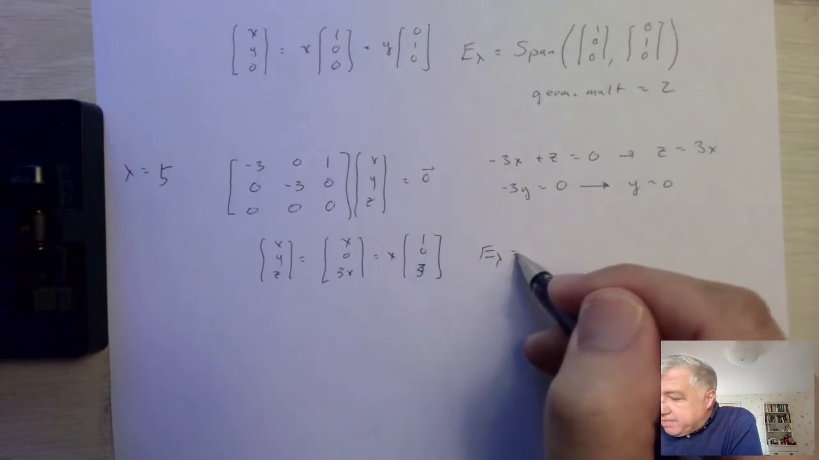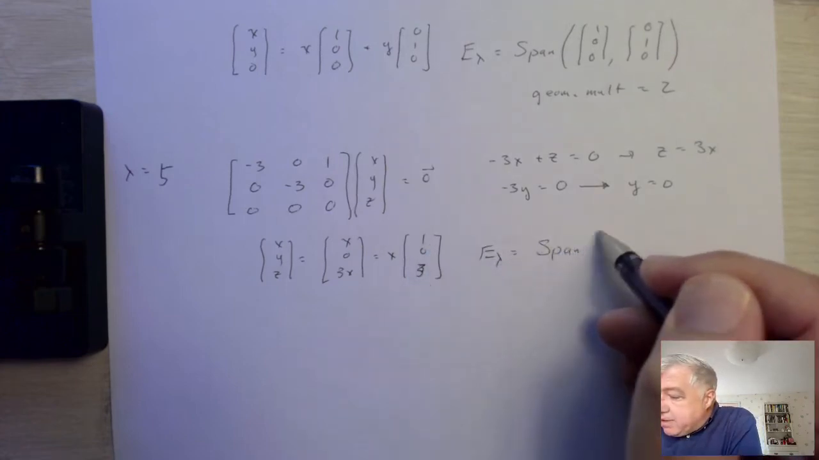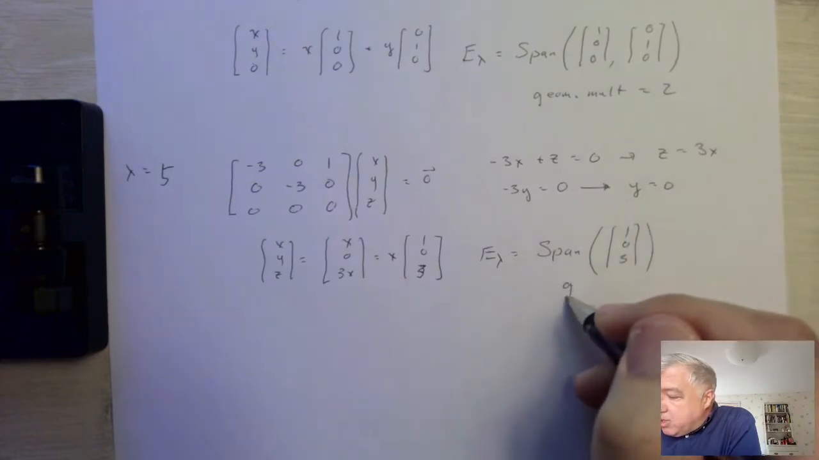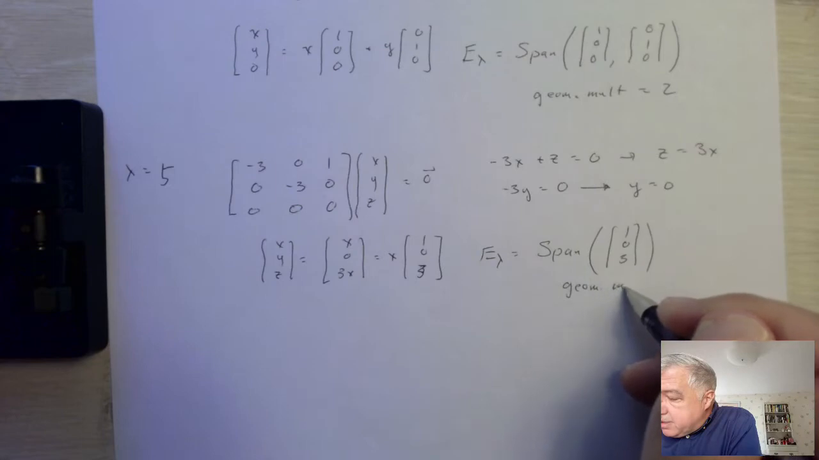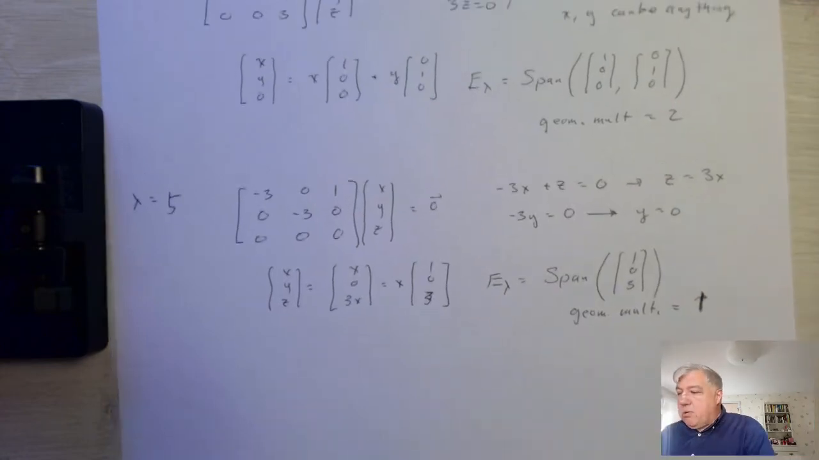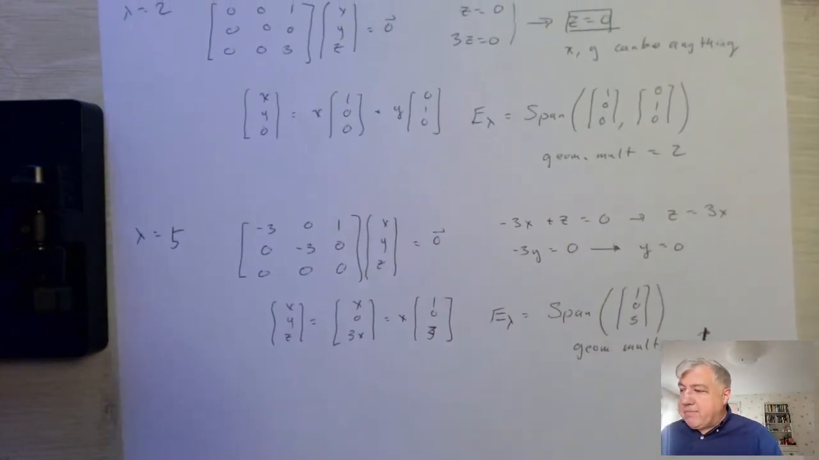So our eigenspace is the span of 1, 0, 3, and the geometric multiplicity is equal to, what is it? It's 1. Okay. So once again, the algebraic multiplicity and the geometric multiplicity are going to be the same for each eigenvalue in this case. All right.